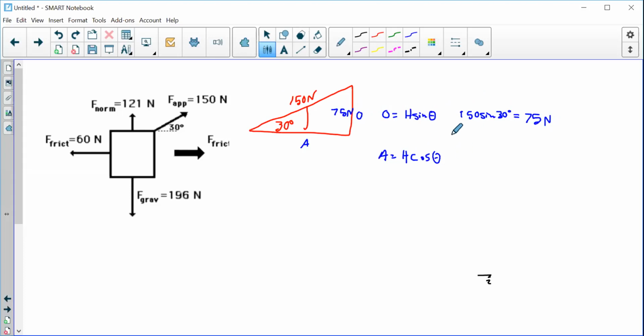Now, in here, we're going to write that out as 150 times the cosine of 30. So go ahead and calculate that for me. This one was not that difficult. So type in 150 cosine of 30.